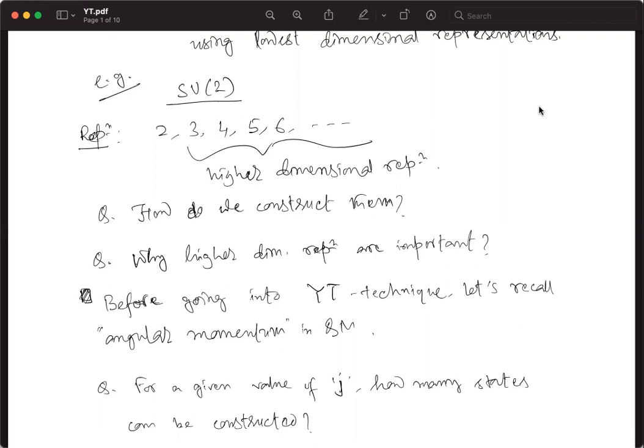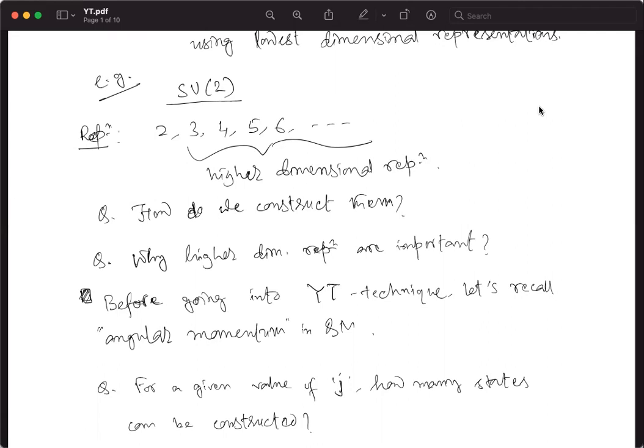For example, a two-dimensional representation has two such components, and we know from the knowledge of isospin, which is also represented by SU(2), it has plus half and minus half. These two states correspond to this two-dimensional representation. Similarly, for the three-dimensional representation, you can represent the spin 1 particle, which has three states like |1,1>, |1,0>, and |1,-1>. And similarly, you can go for 4, 5, 6, and so on. So we need to analyze the properties of these higher dimensional representations, but we first need to understand how they are constructed.